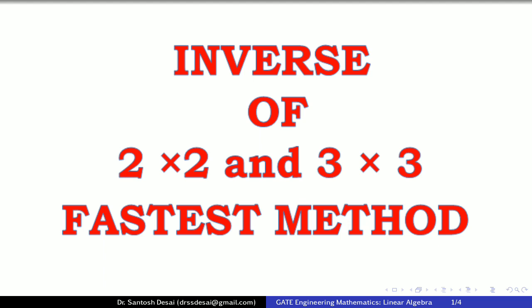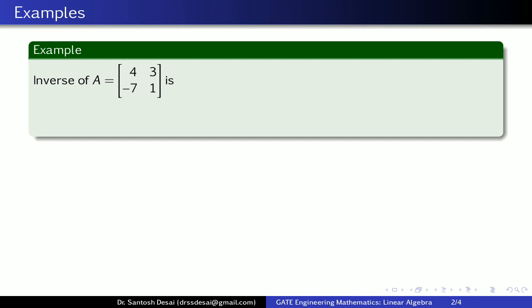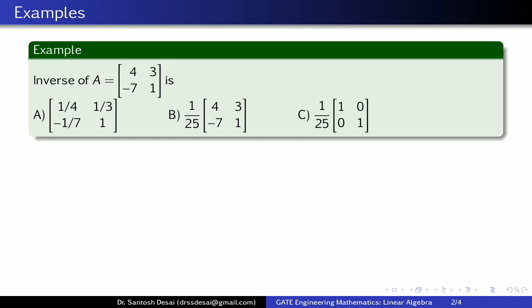Santosh Desai and today we are going to learn the fastest method to find the inverse of 2 by 2 and 3 by 3 matrices. So let us consider first a 2 by 2 matrix. The inverse of capital A, with first row 4, 3 and second row -7, 1, is. Four options are given and here we have to follow some steps to obtain the A inverse.